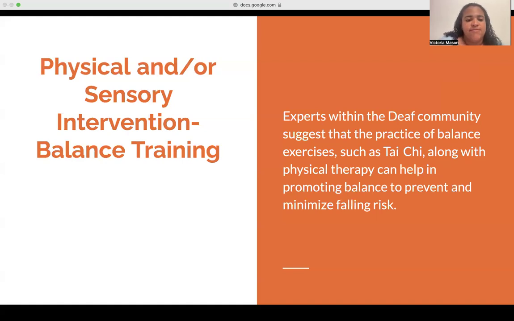One intervention that can be used to help with the risk of falling is that experts within the deaf community suggest that the practice of balance exercises such as Tai Chi, along with physical therapy, can help in promoting balance to prevent and minimize falling risk.